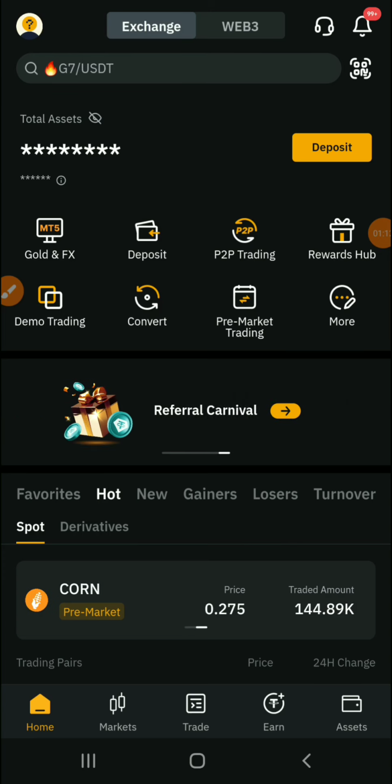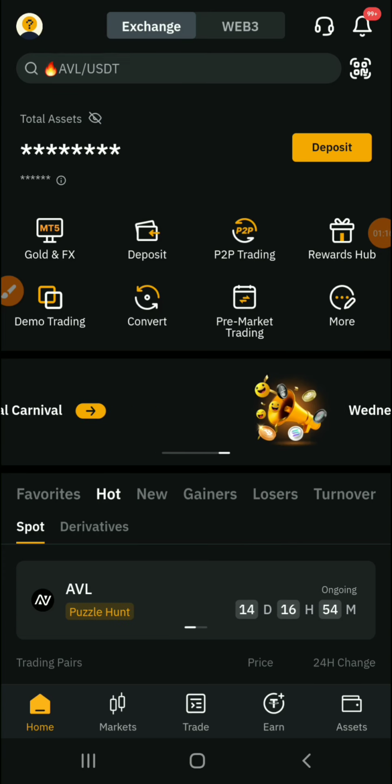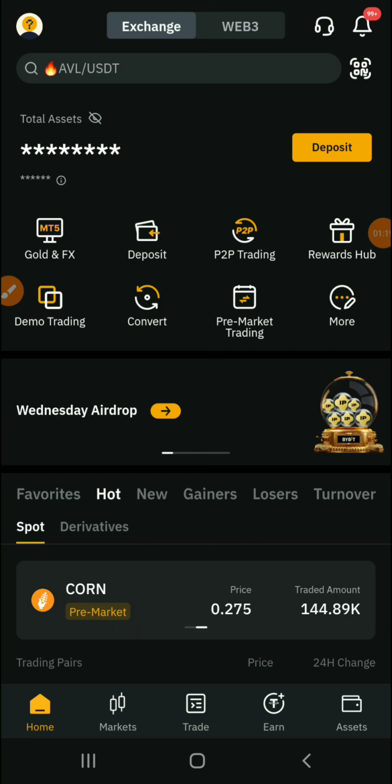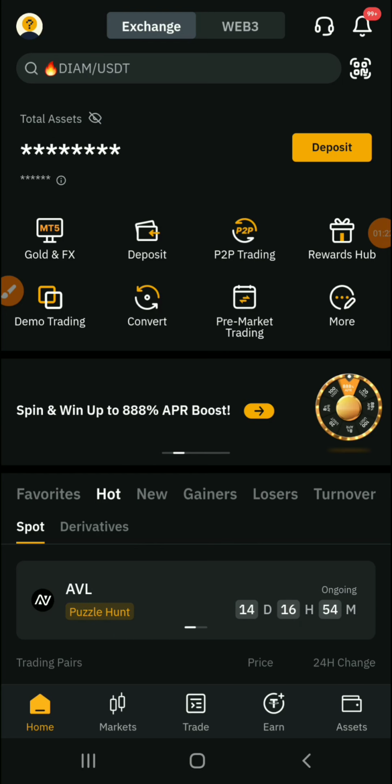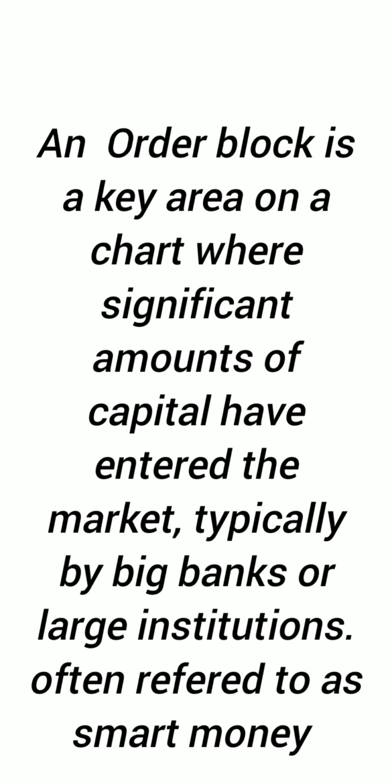Now, without taking much of our time, let's dive into the art of reading the market and turning the odds into our favor. First, let's start by understanding what an order block is. An order block is a key area in a chart where a significant amount of capital has entered the market, typically by big banks or large institutions, often referred to as smart money.